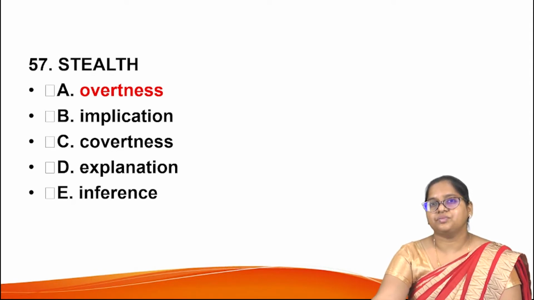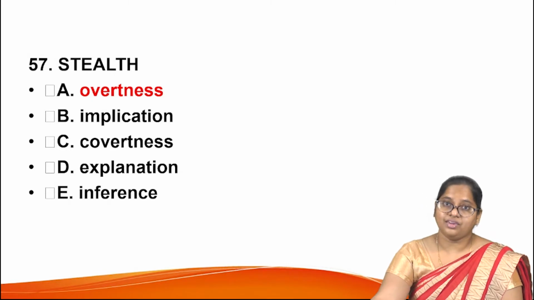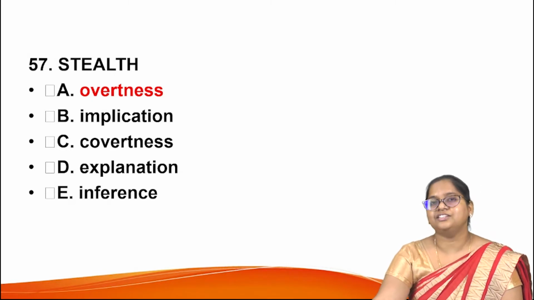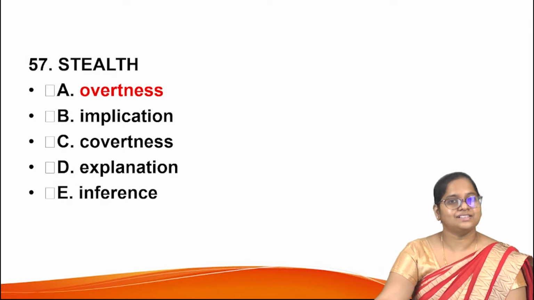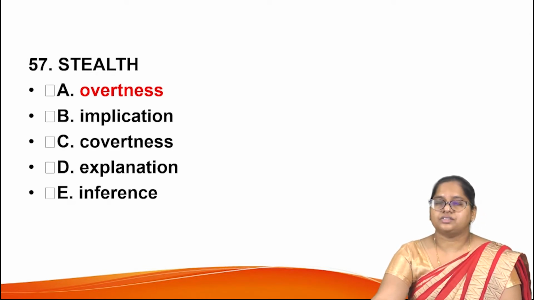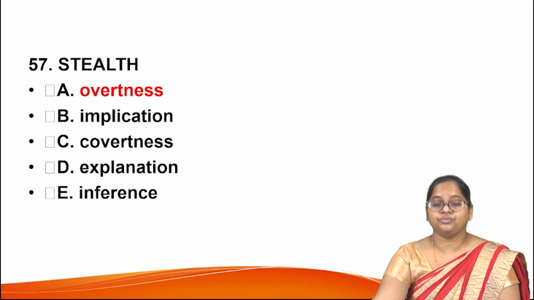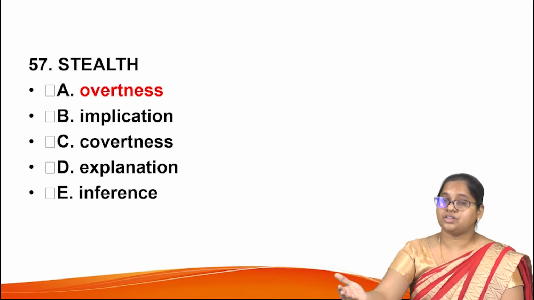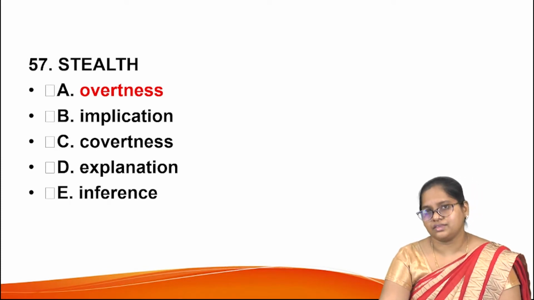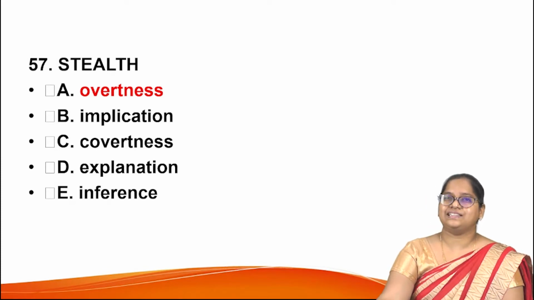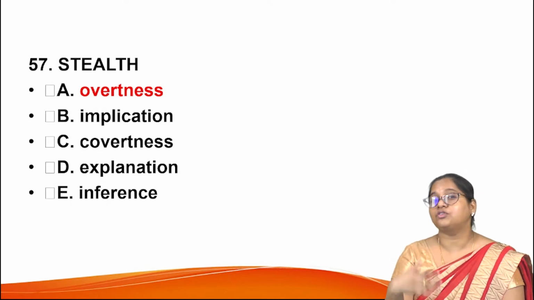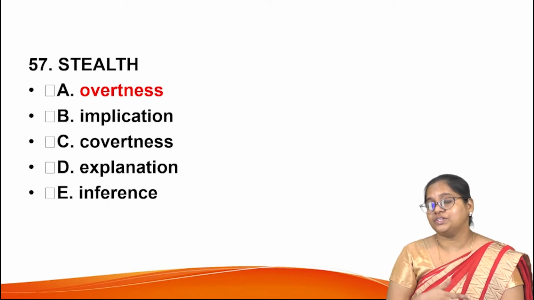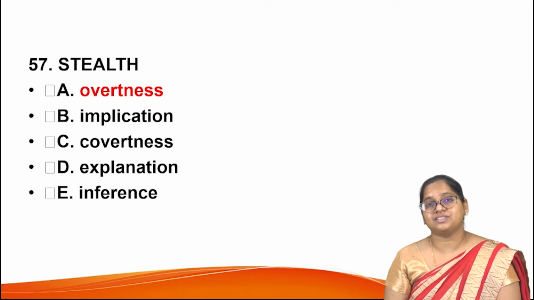Interference means to intervene, like you intervene in somebody else's affair. So you can see that. Overtness, implication, covertness, explanation, interference. Now you can understand the options, right? Implication is nothing to do with this. Stealth, what is the meaning? It's like you conceal, you hide. You're not very open, and it's not very transparent. It's not something which is fancy.